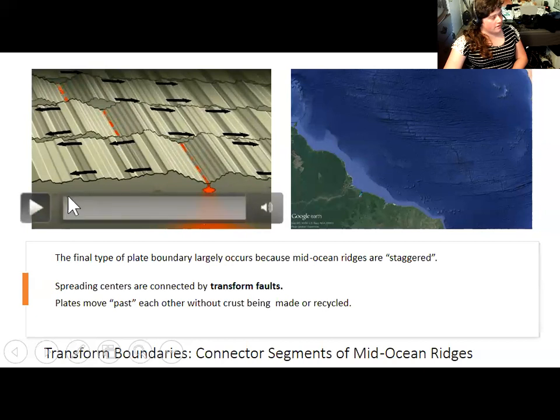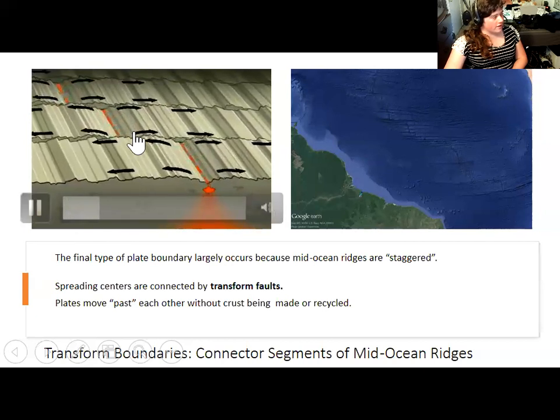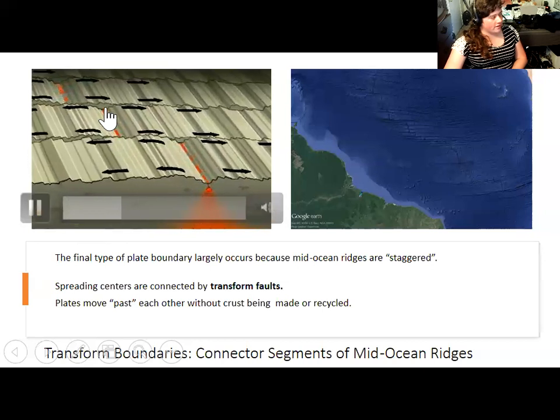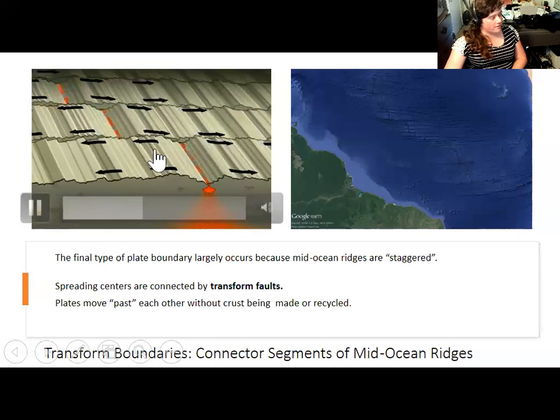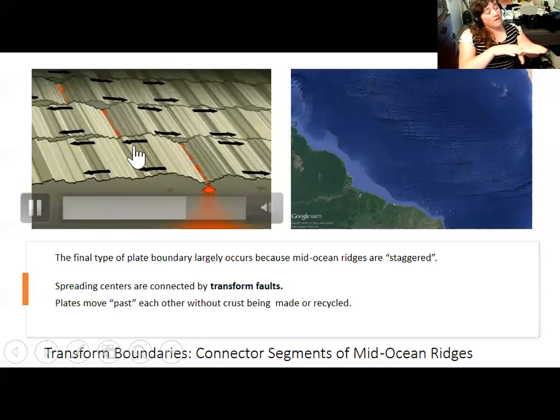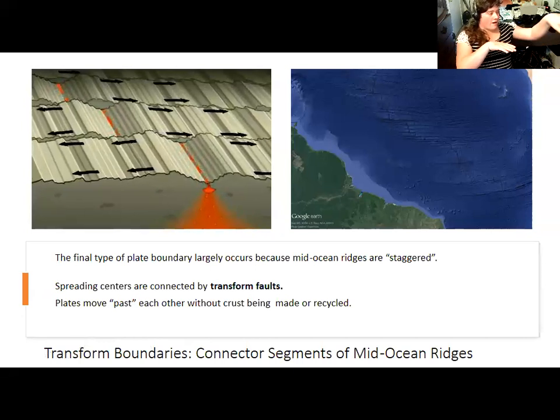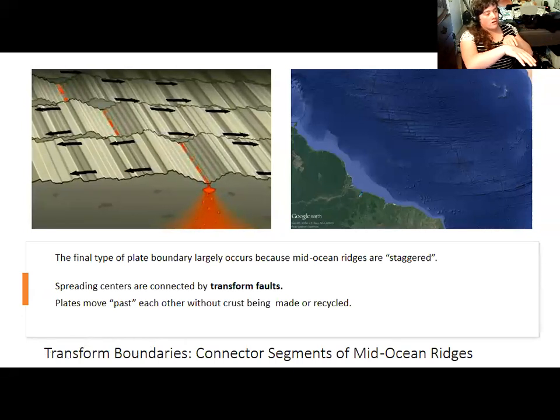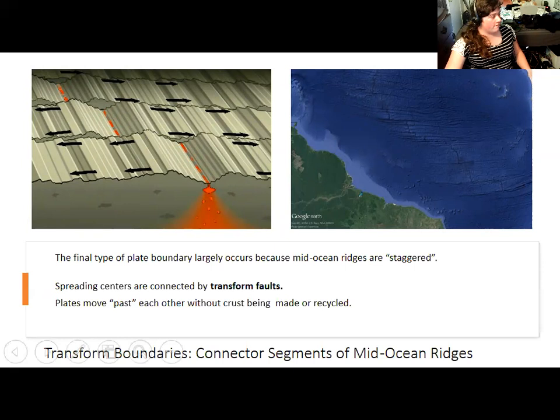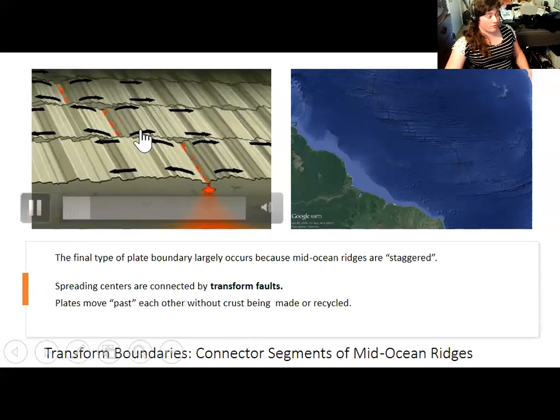Jumping back a second, what do you notice about the direction of the arrows on either side of this crack, this crack that's connecting this segment and this segment in the front? They're pulling away from each other? They're pulling away from each other, but they're kind of going in opposite directions, like one lane of traffic going northbound and one lane going southbound. It's not subducting, and they're not going in completely opposite directions, but they're sort of traveling alongside each other. And that's what a transform plate boundary is.